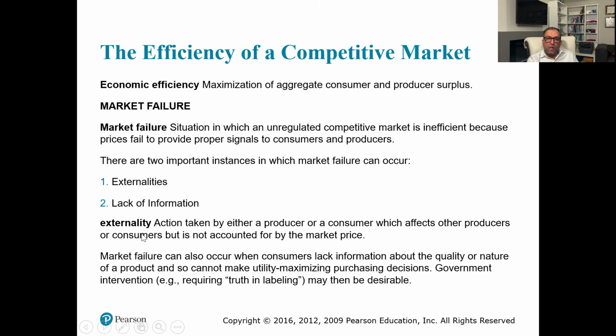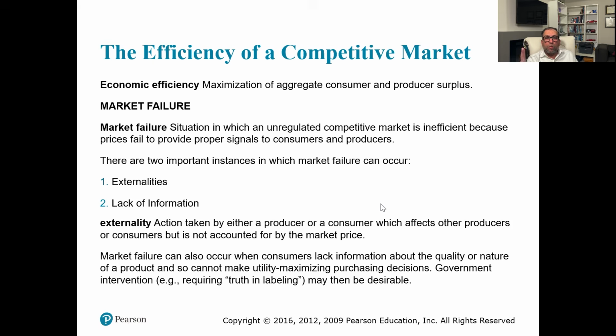Now, what is an externality? An externality is when two parties are doing a transaction or exchange, but a bystander or a third party who is not involved directly in that transaction is affected by it. It is an action taken by either a producer or a consumer which affects other producers or consumers but is not accounted for by the market price. So others are affected, which the market is not taking care of.